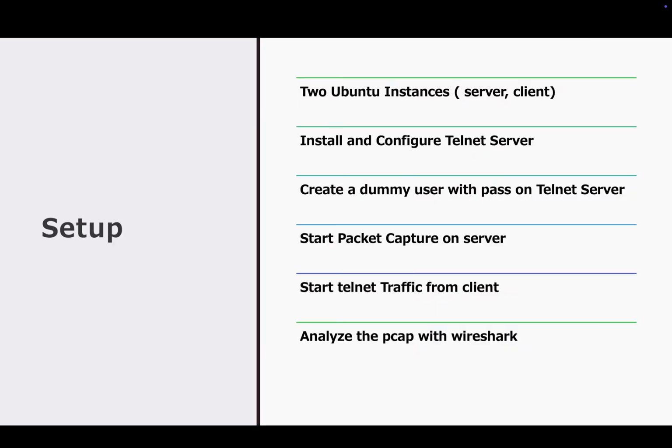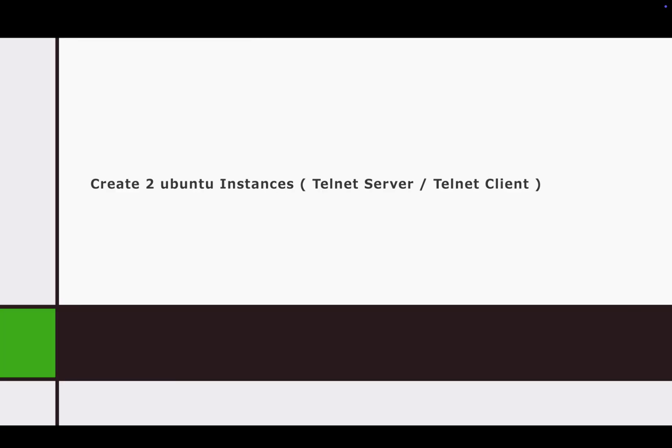For this, we are going to set up a demo environment that will require two instances of Ubuntu, basically one acting as a server and one as a client, and do the configuration required, do a packet capture, and then analyze the PCAP in Wireshark. So let's start by creating Ubuntu instances.